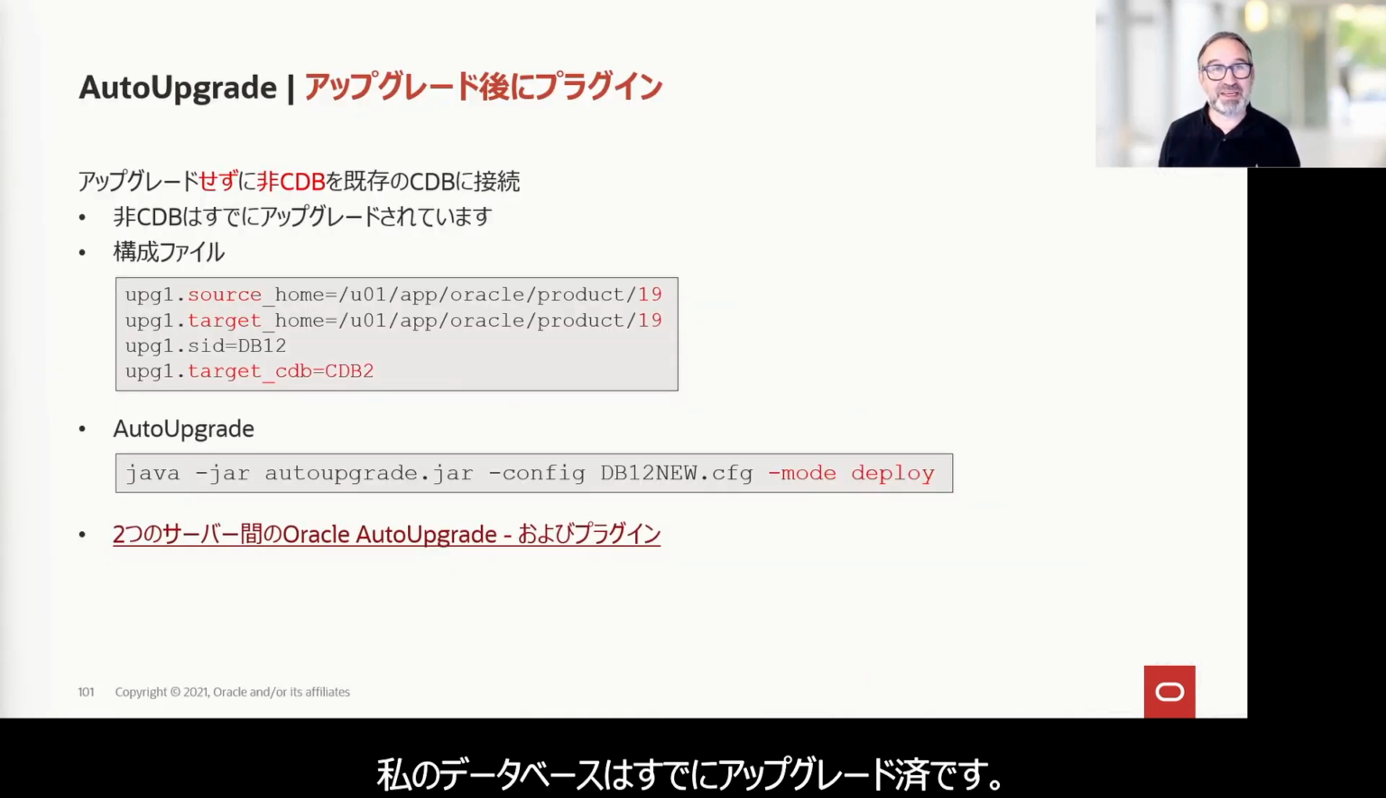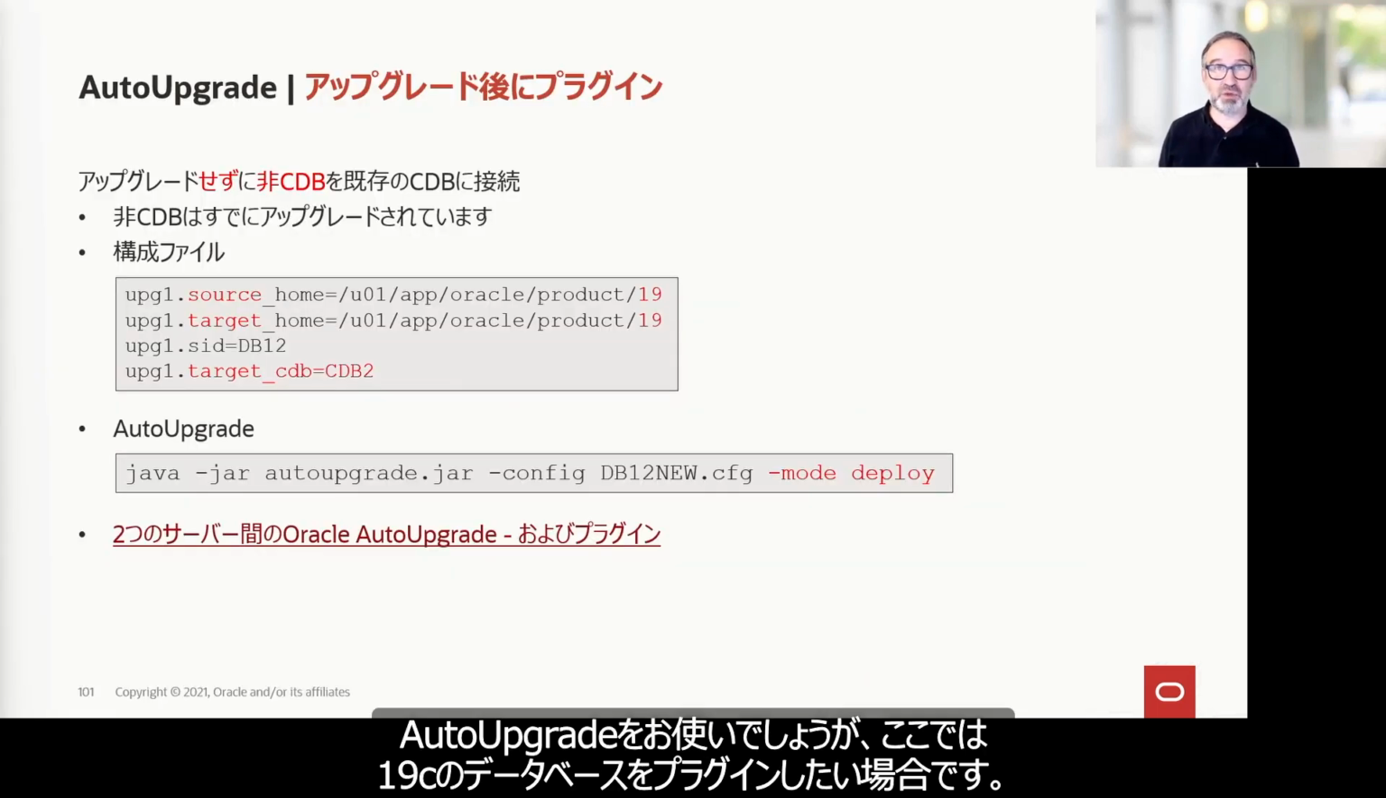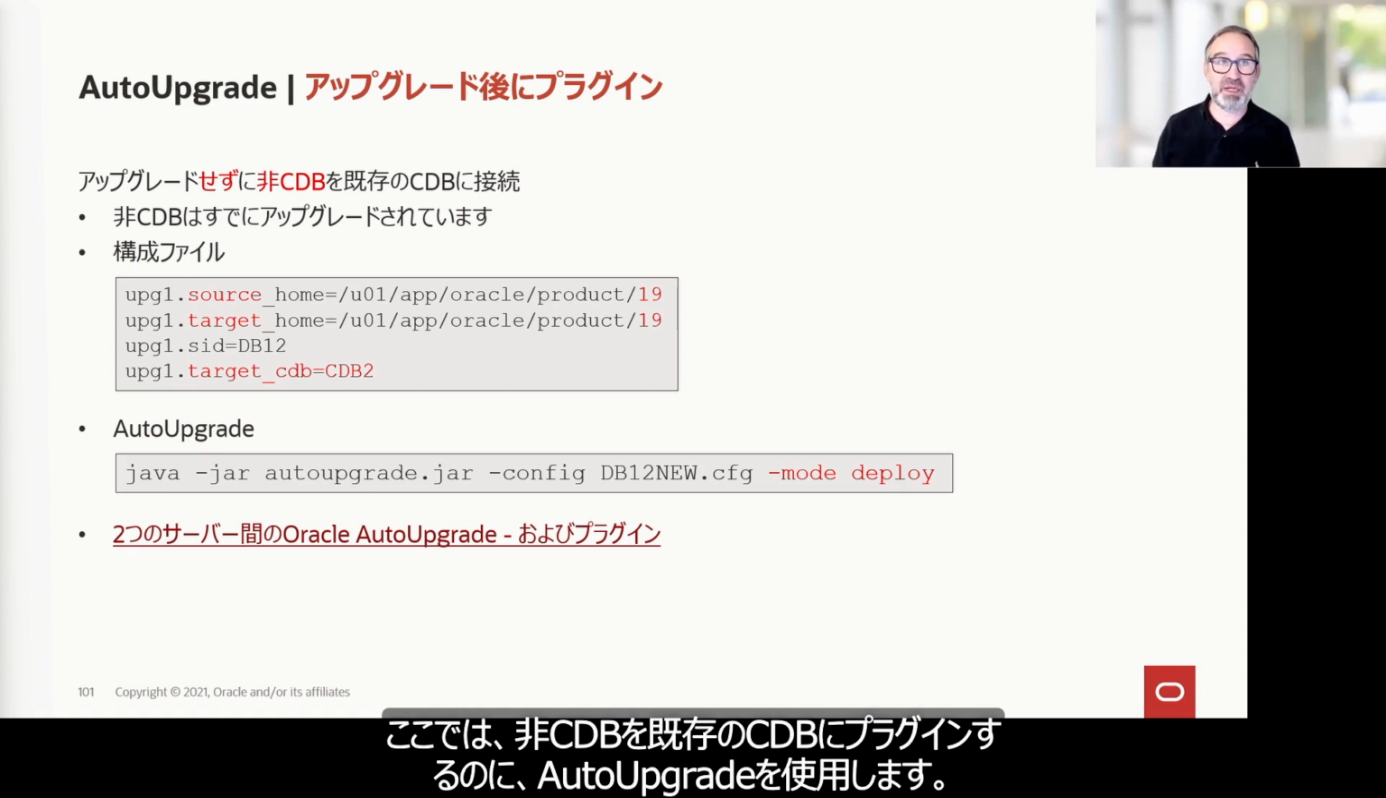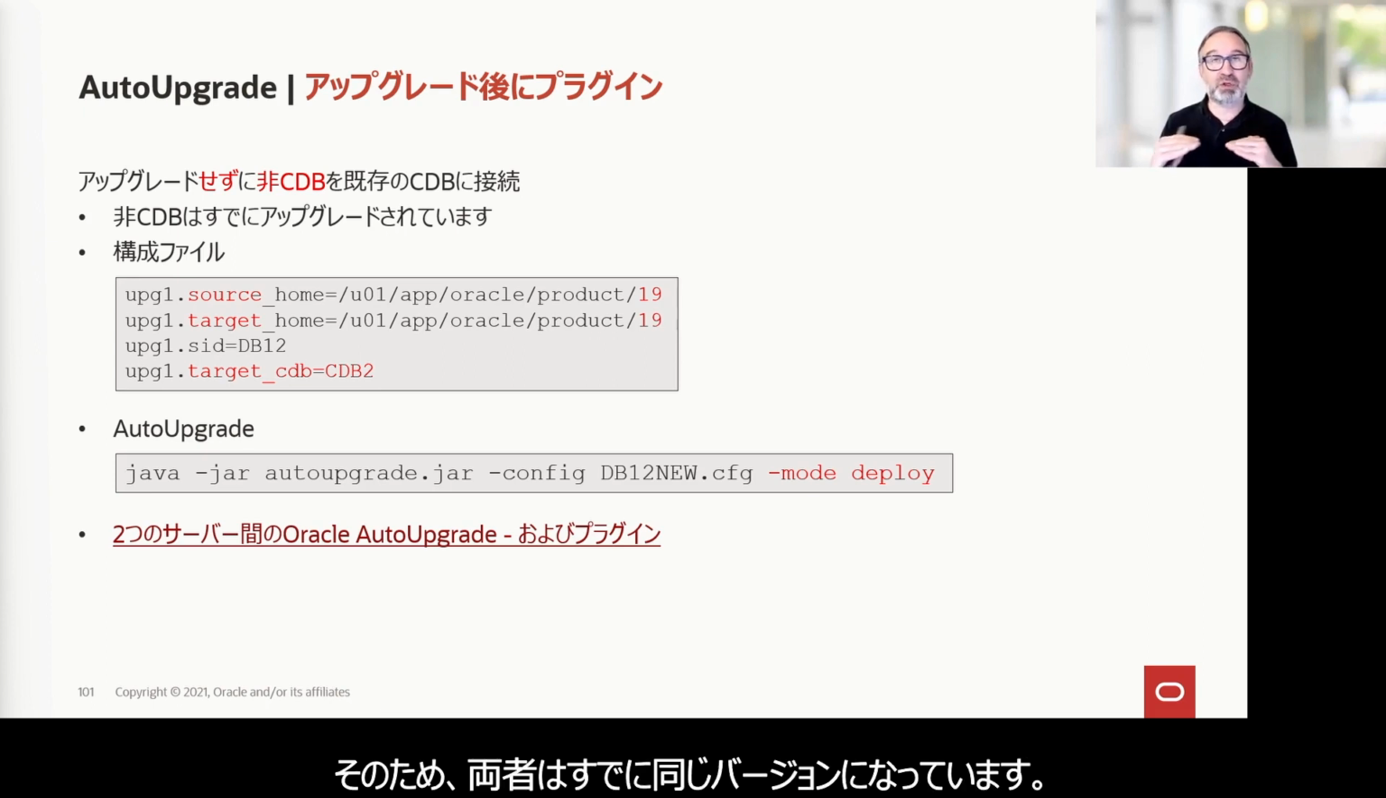So my database is upgraded already. You used AutoUpgrade maybe, but now you want to plug in your 19c database. You plug in a non-CDB. That's the difference from the unplug plug I showed you before. In this case, we have now a non-CDB, and we plug it into an existing CDB, but without upgrading. So they both have already the same version.